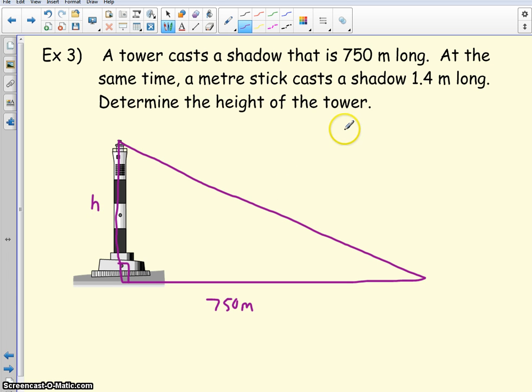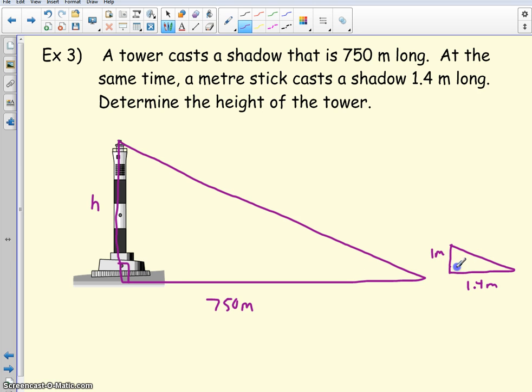Okay, so at the exact same time, we're going to have a meter stick. So a less exciting thing right there. So this is obviously 1 meter tall, and the shadow is going to be 1.4 meters long. And we just want to know what the height of the tower is. So it looks like it's setting up nicely for similar triangles.